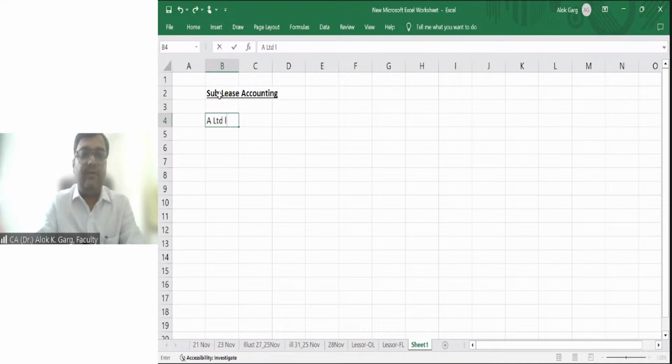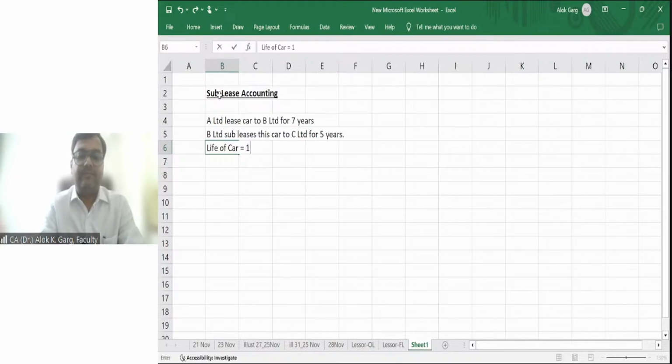A Limited leases a car to B Limited for 7 years. B Limited subleases this car to C Limited for 5 years. Right? Life of the car is equal to 7 years. Sorry, 10 years.